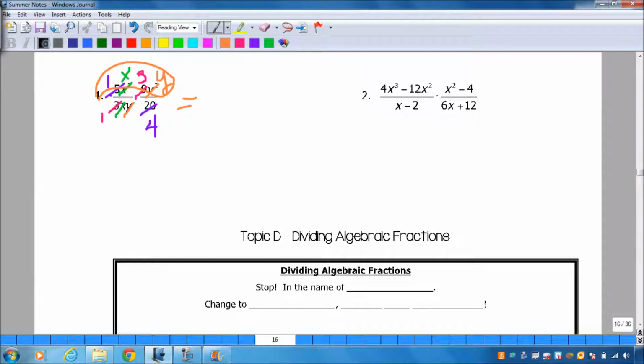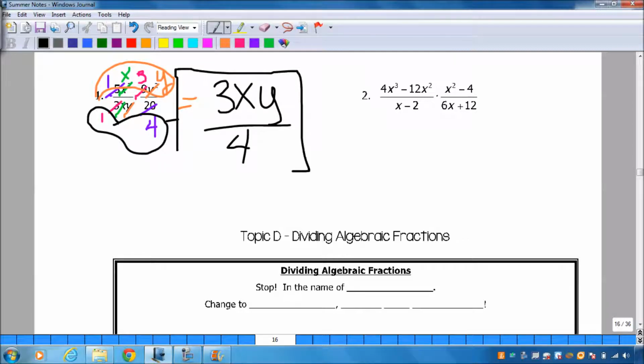So then, on top, if you guys notice, I have 1x, 3y all multiplied together, so I'm going to say my final answer on top is 3xy. Okay, and in the denominator, I have a 1 and a 4 left over. Everything else is crossed off. So my final answer is 3xy over 4. And I know it's my final answer because 3xy have nothing in common with 4, so I've simplified as much as possible.